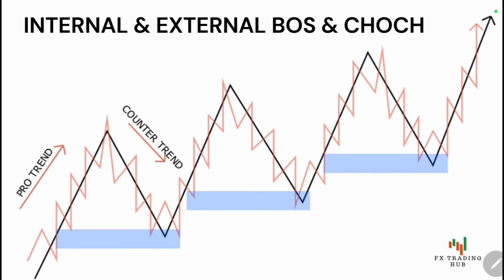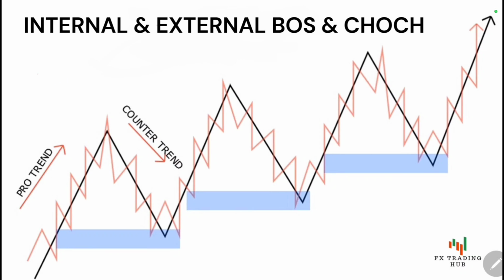Now there's also something you need to understand, which is called internal and external break of structure and change of character. You need to understand that the market is fractal. When we say the market is fractal, it means that the same thing that occurs on your higher time frame also occurs in your lower time frame, but in a mini version.